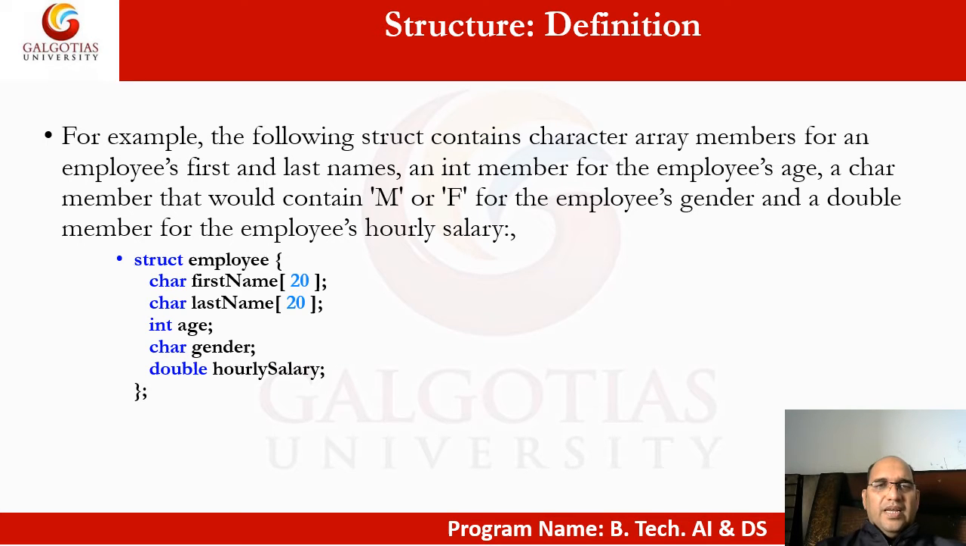So you have a struct employee, then these are the members. The first one is char first name, which has the limit of 20. So the first member is an array, the name of the array is first name. The second member is again an array, that is the last name, and the int age, and char gender, which will be either male or female, and double hourly salary. And we have ended this particular structure using the semicolon.